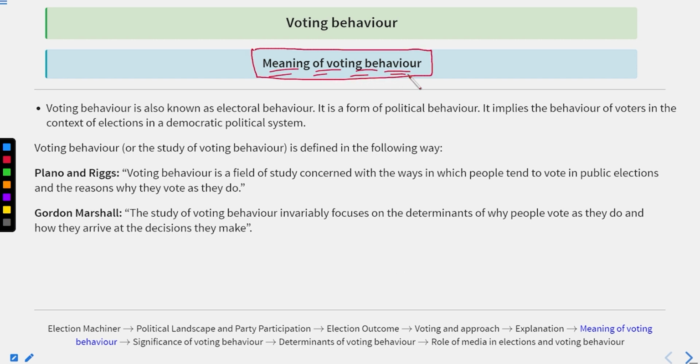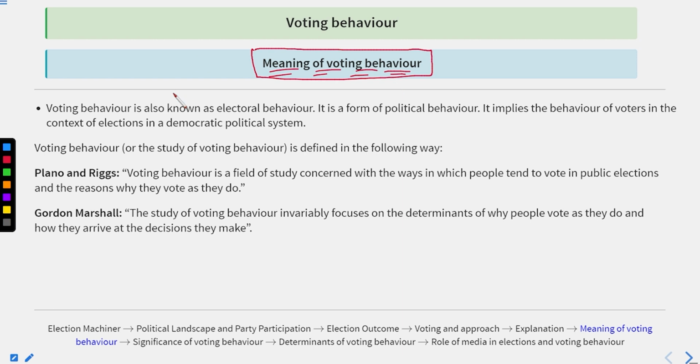Now we are going to talk about the meaning of voting behavior. So far we have talked about the history, just as a build-up so that you are able to understand why votes matter, why democracy is solely dependent upon voting, and why we have to talk about voting behavior.